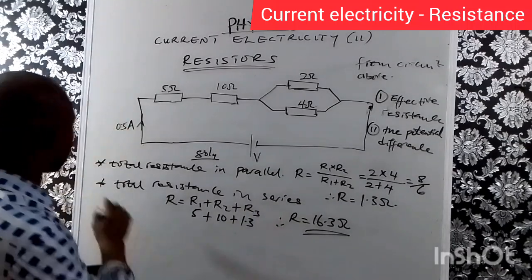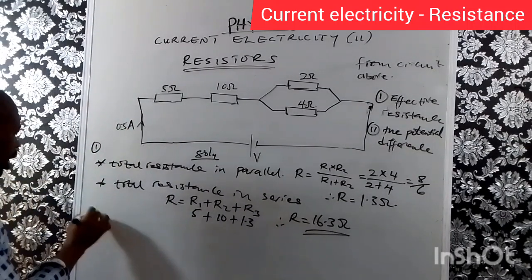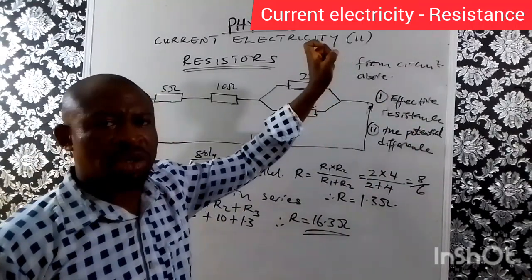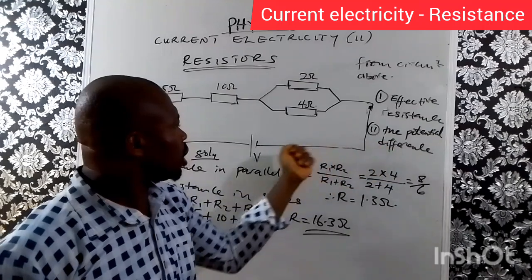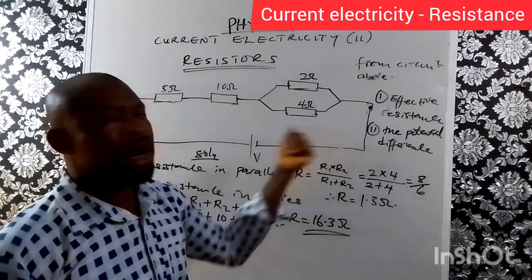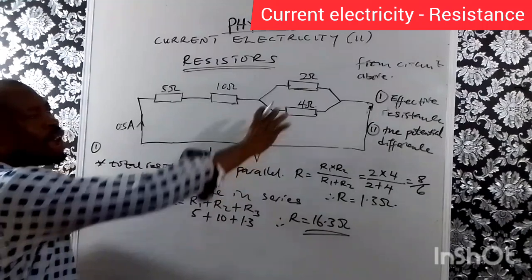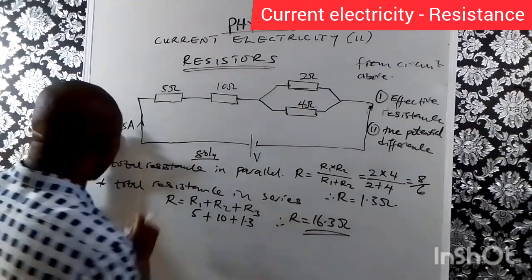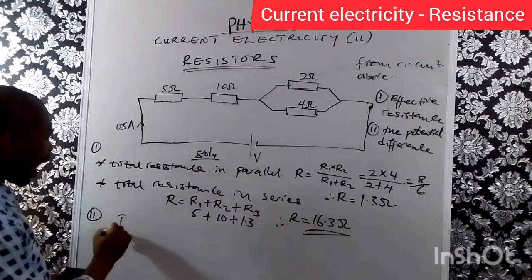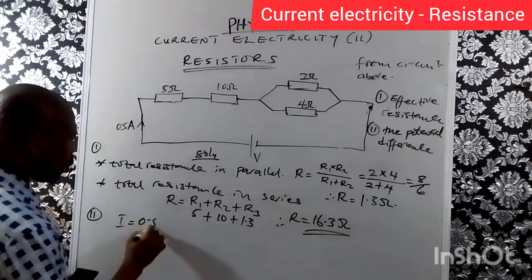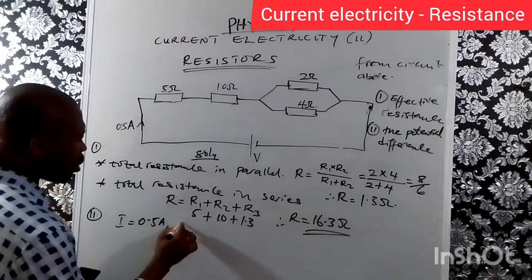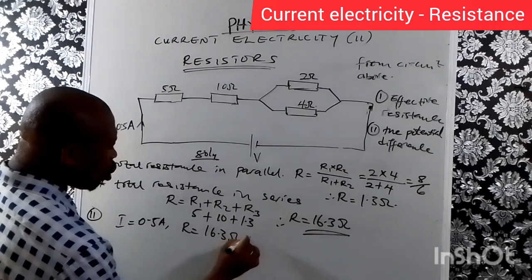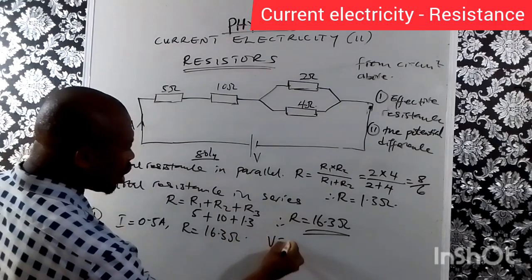Now, of course, this is the first question. The second question says the PD in the circuit. Now, the PD in the circuit will give us, of course, because we have resolved it, the same PD flows. Now, the current flow in the circuit is I is equal to 0.5 ampere. Now, R is 16.3 ohms. Now, what will V give us?